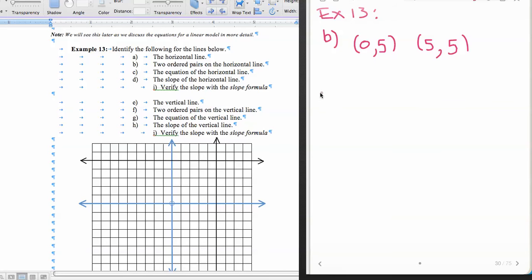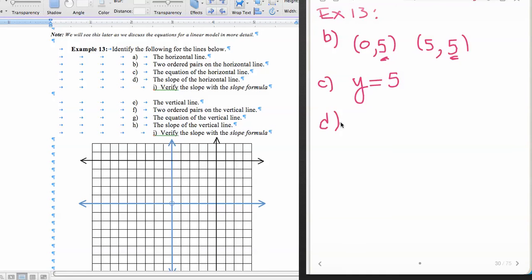And then the equation of this horizontal line, well, we know that because all horizontal lines have the form y equals whatever the y-coordinate of all the ordered pairs are. There's the y-coordinate of all these ordered pairs. They all have 5 in them. So y equals 5. That's our equation.